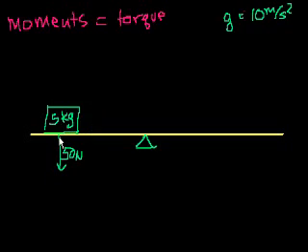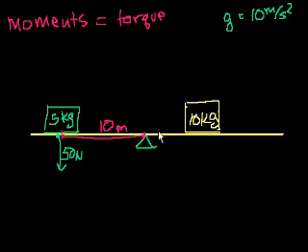And let's say that the distance, the moment arm distance, or the lever arm distance, right here is 10 meters. And let's say that I have another mass. Let's say it's 10 kilograms. Let's say I have a 10 kilogram mass, and I want to place it some distance d from the fulcrum, or from the axis of rotation, so that it completely balances this 5 kilogram mass. So how far from the axis of rotation do I put this 10 kilogram mass?